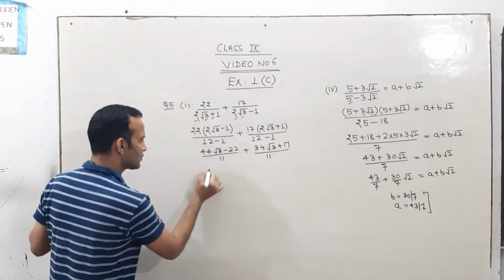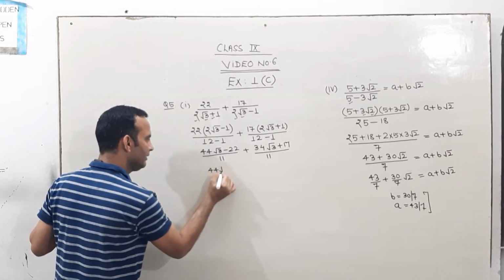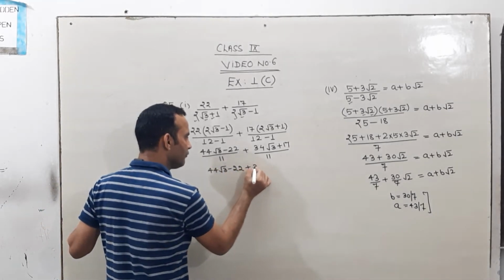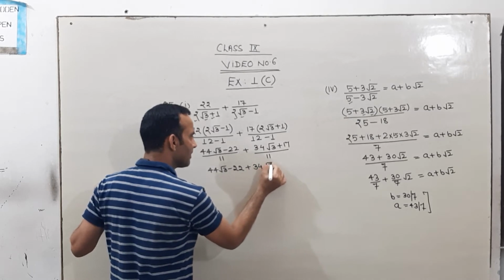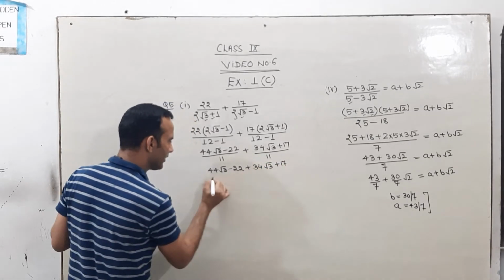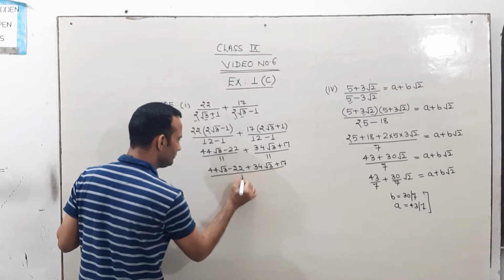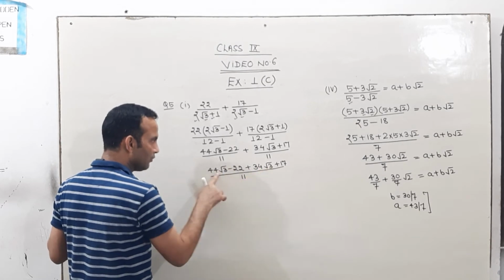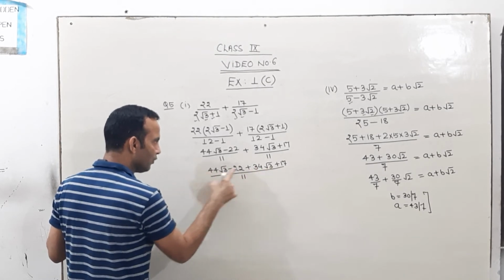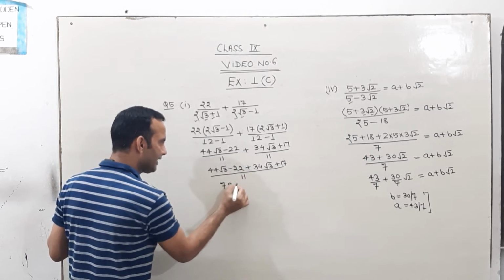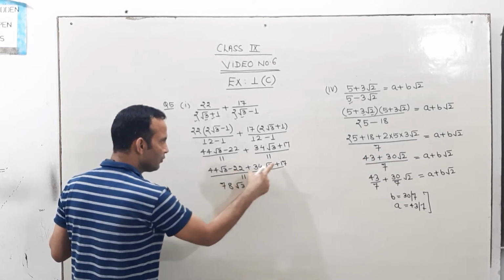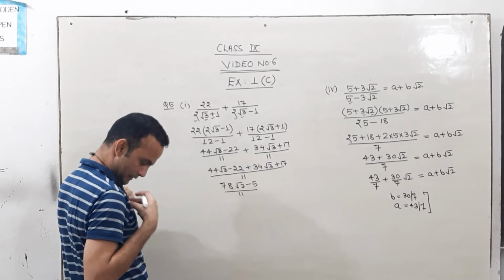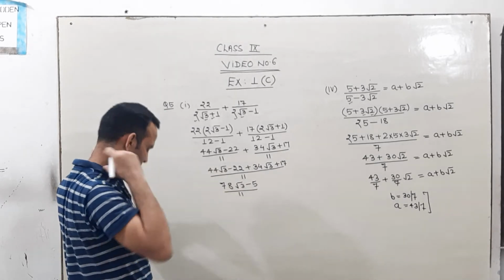Now the denominator is the same. So 44 times root 3 minus 22 plus 34 times root 3 plus 17 upon 11. This is what? 44 times root 3 and 34 times root 3: 4 and 4 is 8, 4 and 3 is 7, so 78 times root 3, minus 22 plus 17, minus 5, upon 11. This is the required answer of this problem, my dear students.